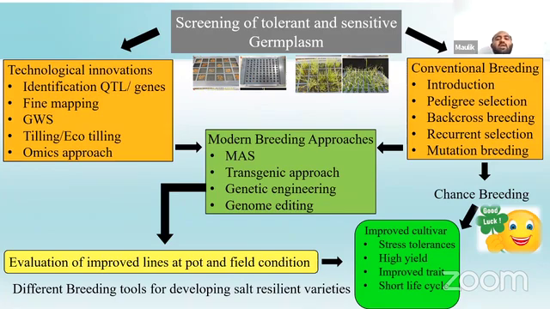Mutation means sudden heritable change. So some mutation is beneficial for our life. In the next slide I will show that by using mutation breeding we can develop salt tolerant variety. These are the technological innovations after 2000.